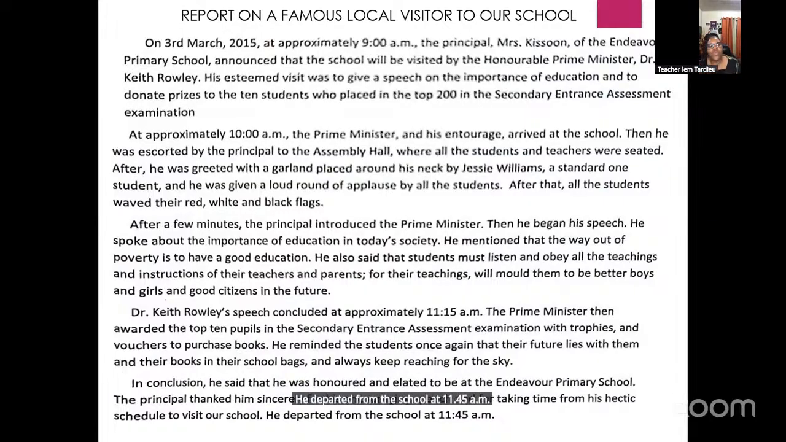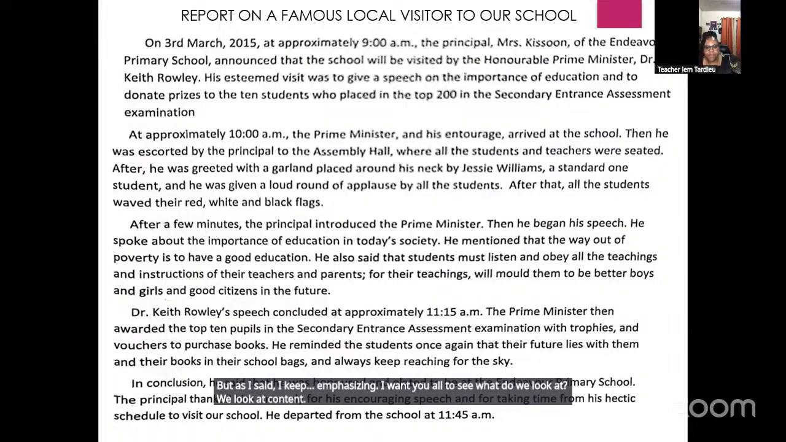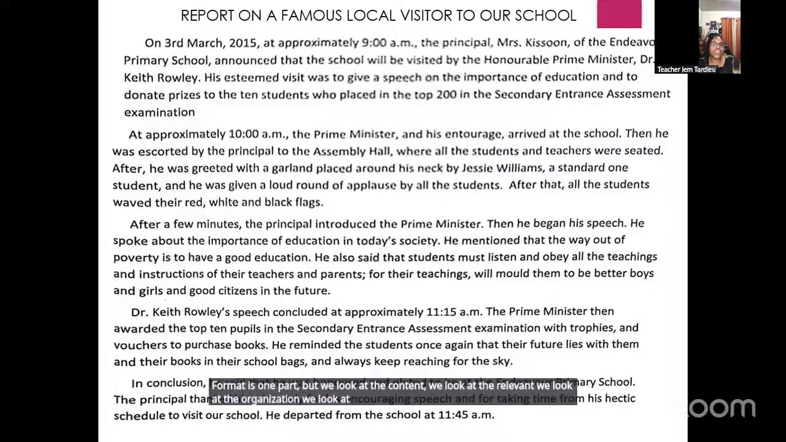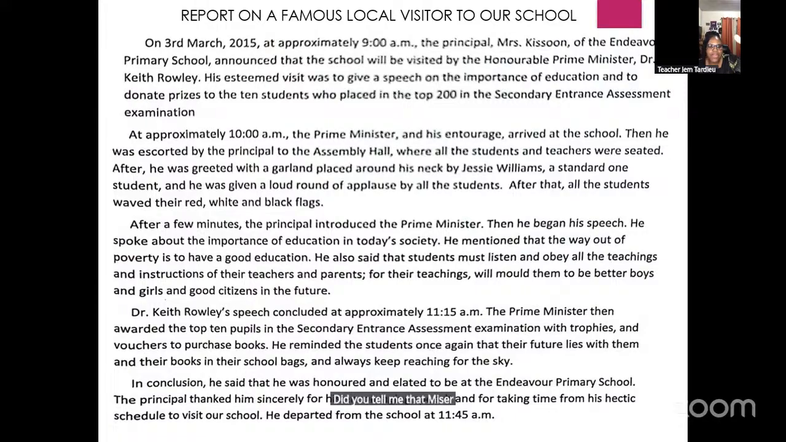Of course, we have our complimentary close. But as I keep emphasizing, I want you all to see, what do we look at? We look at content. Format is one part, but we look at the content. We look at the relevance. We look at the organization. We look at, are you using transitional words? How is it sequencing? Did you tell me that Mr. Rowley thanked the principal in the beginning, and then are you giving me a flashback?